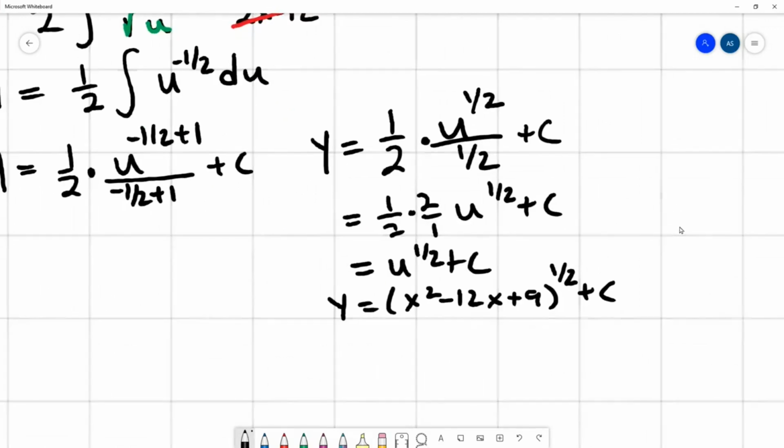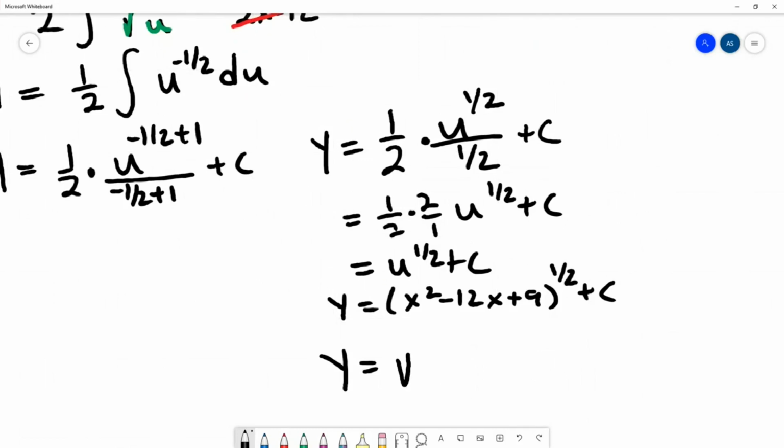Y is equal to the square root of x squared minus 12x plus 9 plus c.